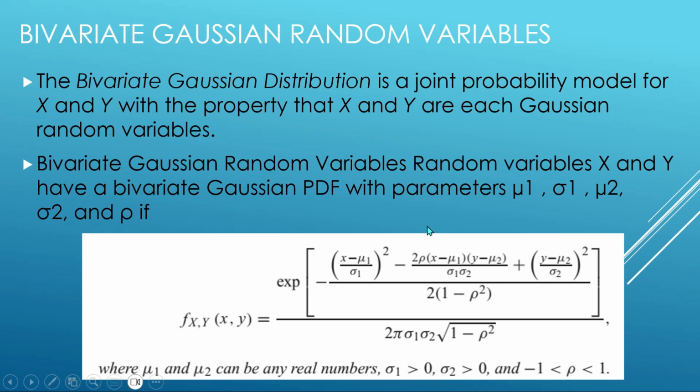Now our next topic is bivariate Gaussian random variables. The bivariate Gaussian distribution is a joint probability model for x and y with the property that x and y are each Gaussian random variables. Bivariate Gaussian random variables x and y have a bivariate Gaussian PDF with parameters mu 1, sigma 1, mu 2, sigma 2 and rho, meaning the means, the standard deviations, and the correlation coefficient.